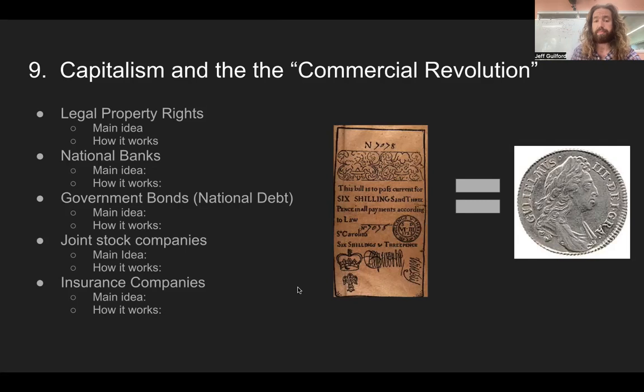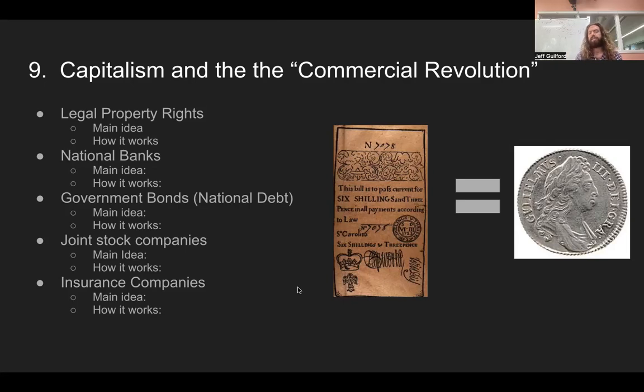Third, this one's really important: the creation of government bonds, which is also sometimes known as national debt. Basically, a government bond is when somebody loans money to the government and the government promises to pay them back later with interest. The government is basically borrowing money from its own citizens. Now, how does this work? Why is this important? Government bonds are important because they encourage private individuals to give the government money.